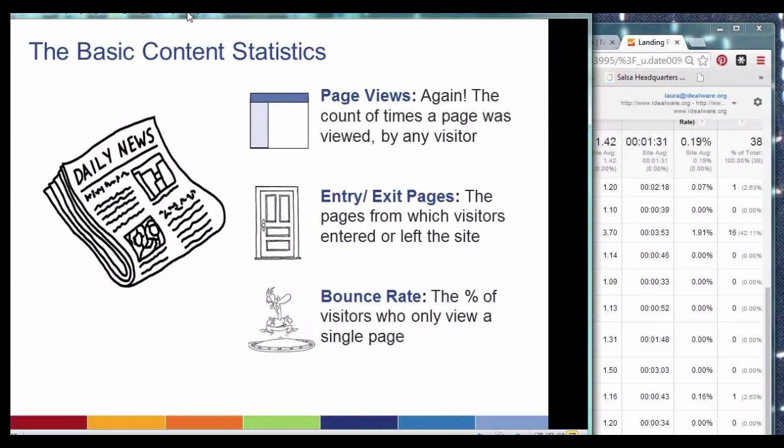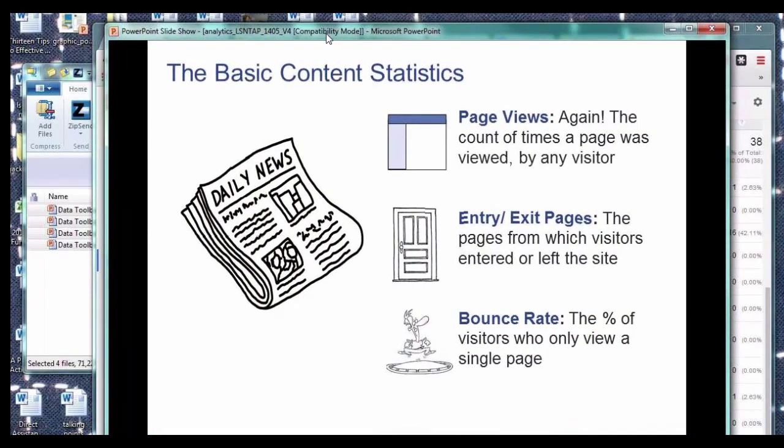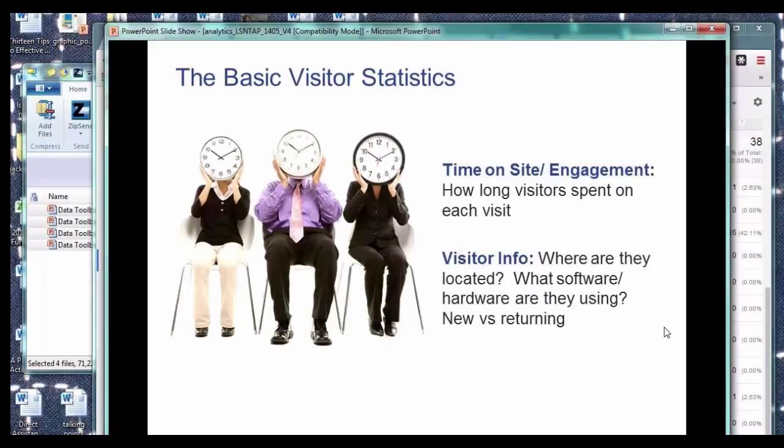All right. So let us move on from content statistics to think about visitor statistics. So things like how long do visitors spend on the site, or otherwise time on site, otherwise now called by Google engagement. There's also some old school visit information that you can know. So where are they located? What software are they using? New versus returning, mobile or not mobile.